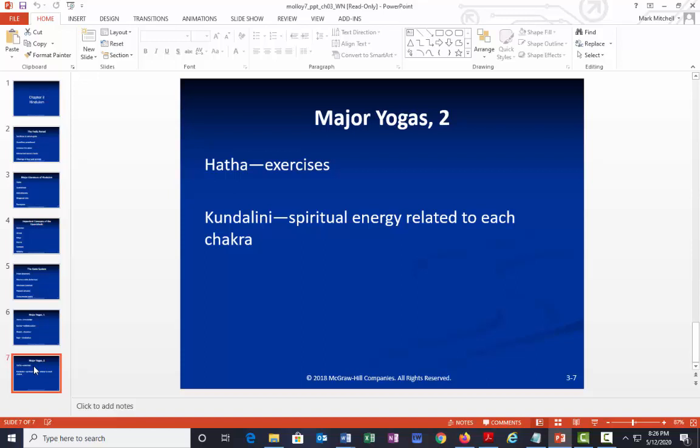The last type of yoga is Kundalini yoga, and it's a combination of Raja and Hatha yoga. Here it is talking about there being 7 psychic centers, called chakras, on the PowerPoint. These basically exist along the spinal column as wheels. The spiritual energy is called the Kundalini. It's envisioned as a coiled serpent.